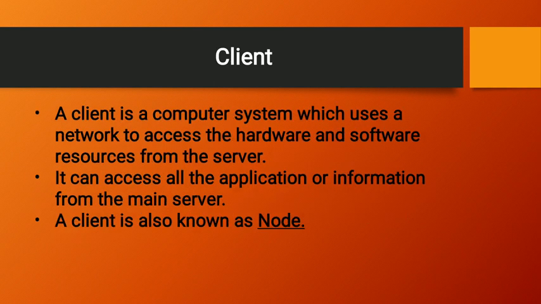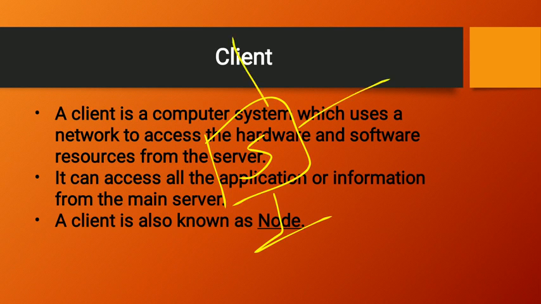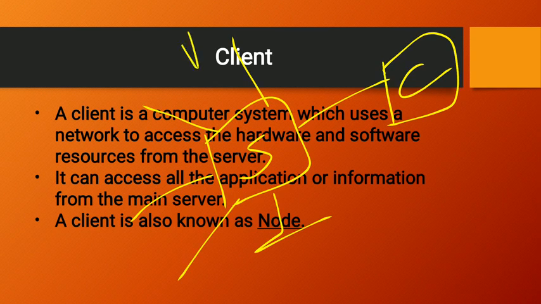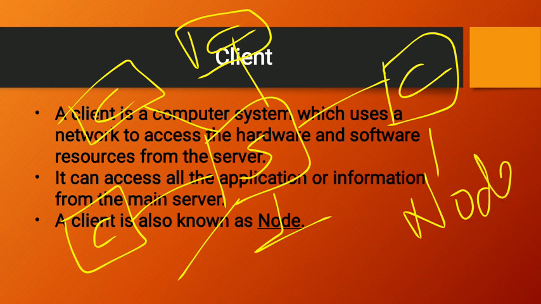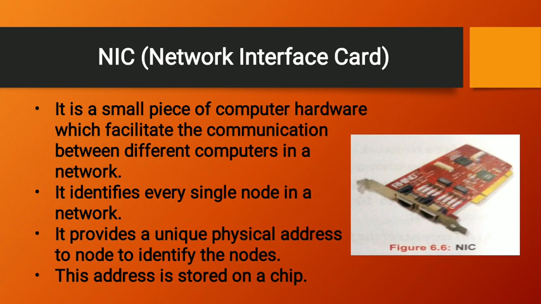Now let us see what is a client. This is a server computer, and there are different computers connected with it. These computers are known as clients. Those which are connected with the server are known as the clients of the server. These clients are also known as nodes. These nodes or clients can access all the data from the server that the clients require. Now let us see the next component, that is NIC.